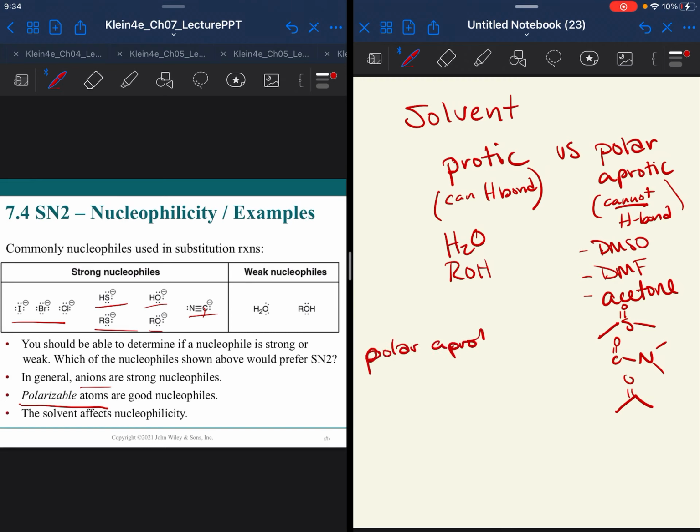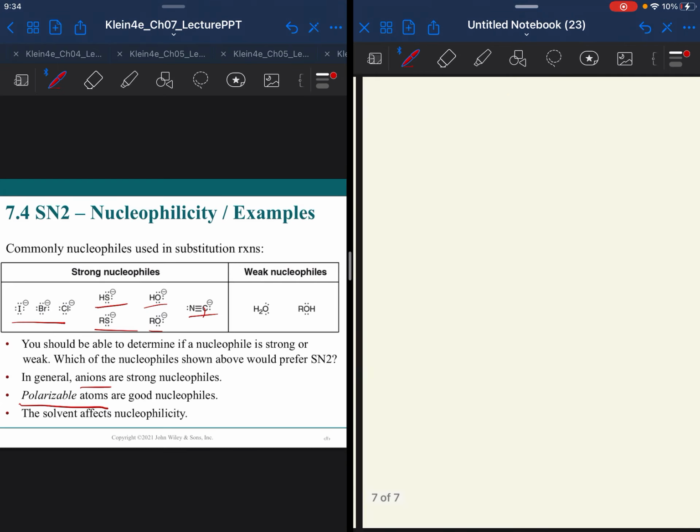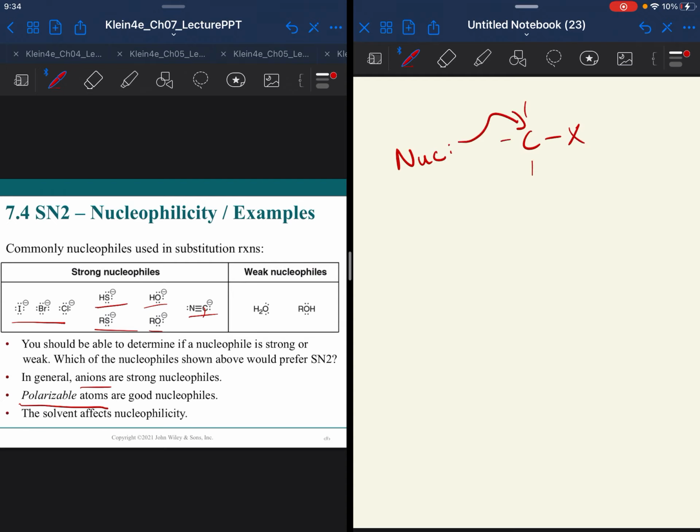Polar aprotic solvents are better for SN2 reactions. Why? Let's think about what's happening here. For an SN2 reaction, you need a nucleophile to be able to get to this carbon here, right? So we already know that what these groups are can hinder that or can help it by either being small like hydrogen, or it can hurt it by being large R groups and blocking it.